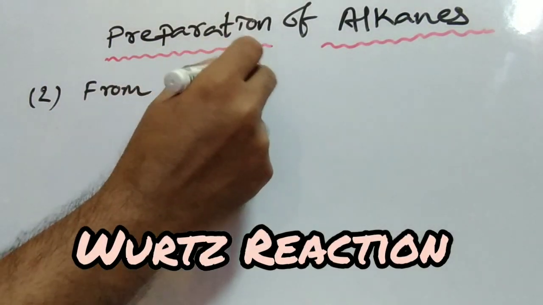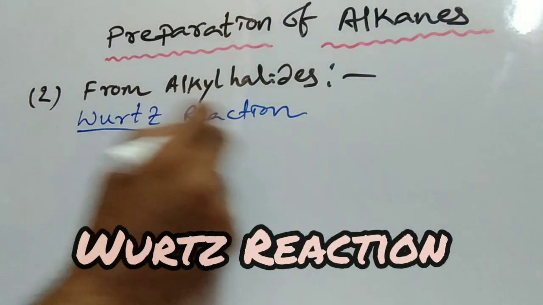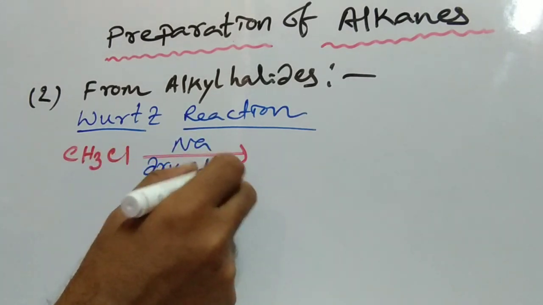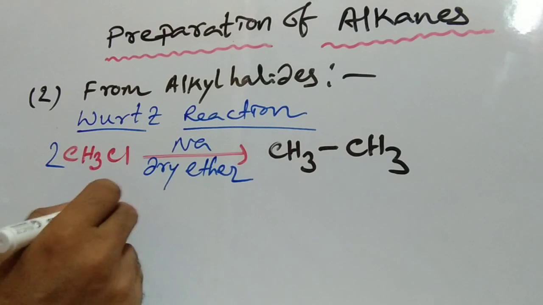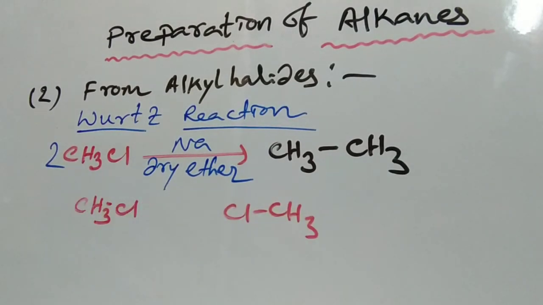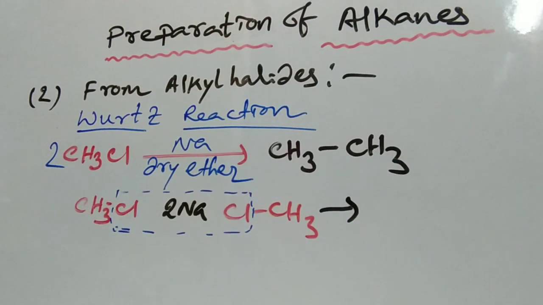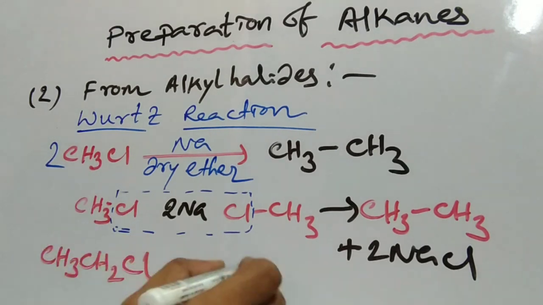When an alkyl halide, usually bromide or iodide, is treated with sodium in dry ether, a symmetrical alkane containing twice the number of carbon atoms of the alkyl halide is obtained. That is, when ethyl iodide is treated with sodium in dry ether, butane is obtained. This method gives alkane with an even number of carbon atoms.